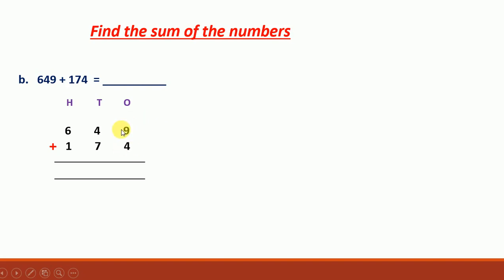In the first number there are 9 ones, and in the second number we have 4 ones. Add the 9 plus 4. Keep the 9 in your mind. Take 4 on your finger. 9, after that 10, 11, 12, 13. So 13 is greater than 9, right? So we are getting the 13. 13 is greater than 9, that is, we are getting a 2-digit number.